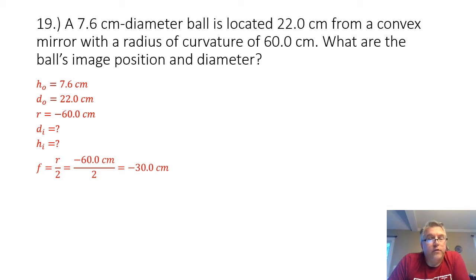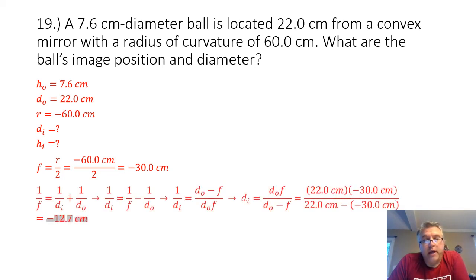Now I can use my mirror equation, and solving that for the image distance, as we have done before, will give me the image distance equals the object distance times the focal length divided by the object distance minus the focal length. I insert my values for object distance and focal length into that equation, and that will give me an image distance of negative 12.7 centimeters.